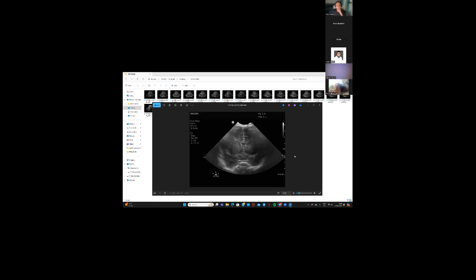This is at the level of C2, where we can see the interhemispheric fissure with corpus callosum and cavum septum pellucidum and the anterior horns of the lateral ventricles. It's a good image, good depth.